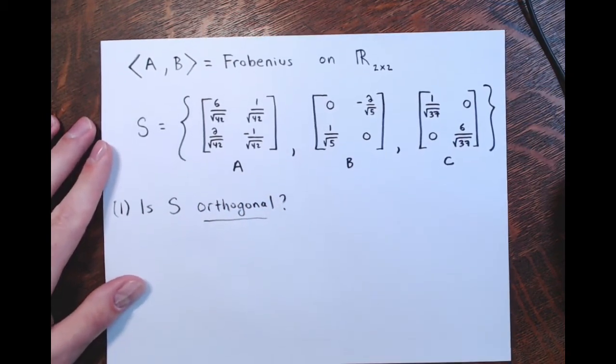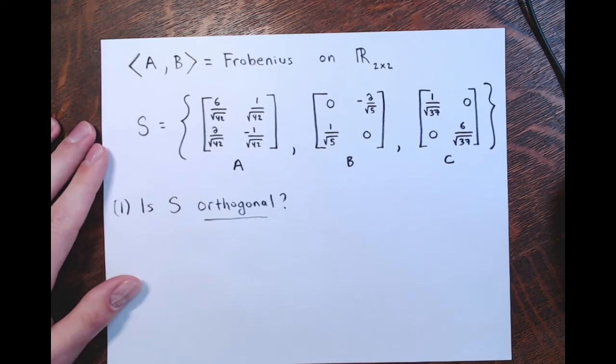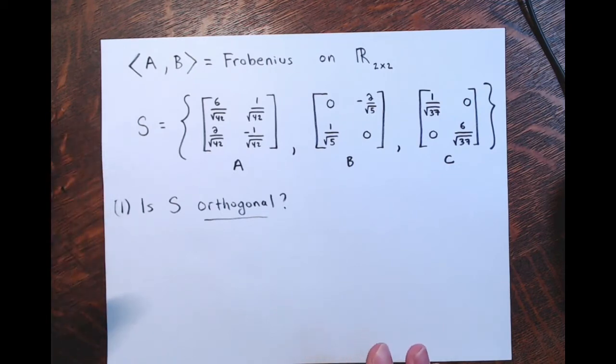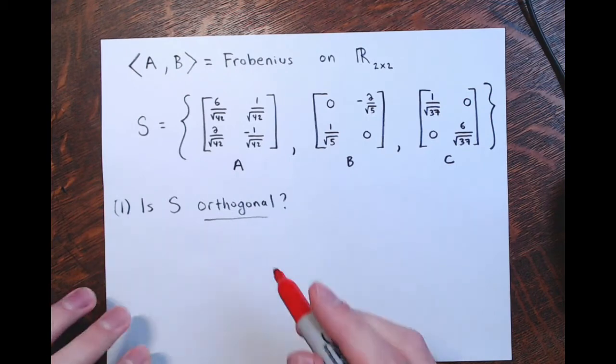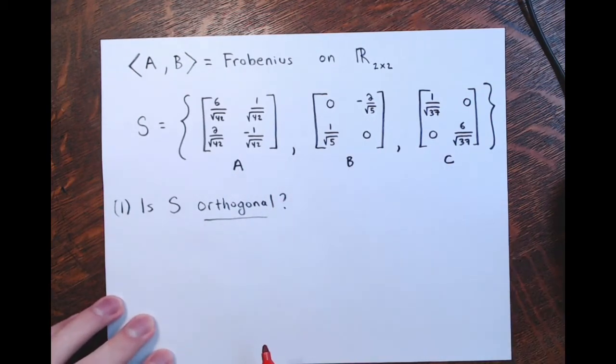So remember, an orthogonal set of vectors, every pair of different vectors has to be orthogonal. So I need to check all of the following. Now there are 3 vectors, and how many ways can you choose 2 different vectors out of 3? That's 3 choose 2. Those of you that know combinations, that's just 3. There's only 3 ways to do this.